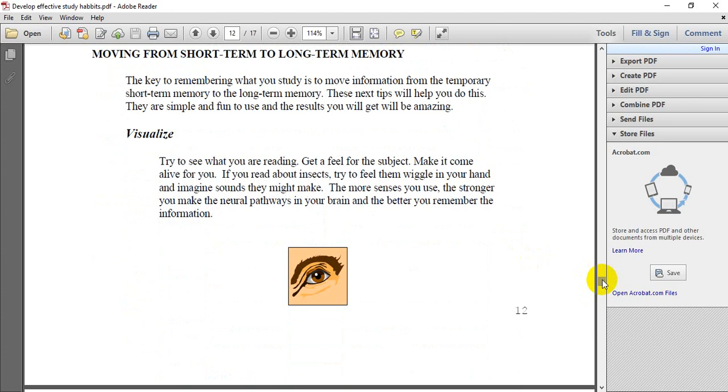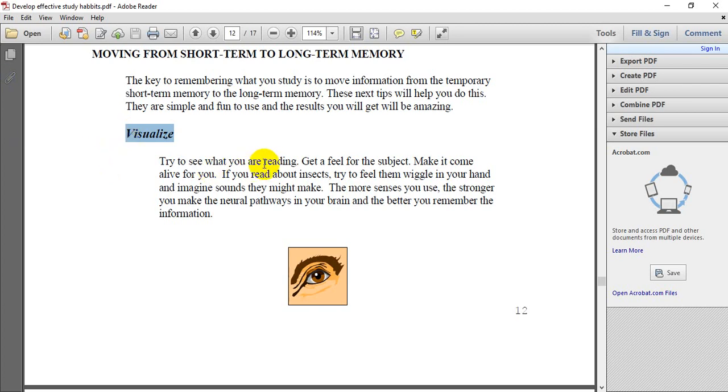Moving from short-term to long-term memory. The key to remembering what you study is to move information from the temporary short-term memory to the long-term memory. Visualize. What do you mean by visualize? This means you like to see something and learn it. For example, if you learn how to change a tire on a car, you would prefer to see it being done rather than just to be told about it or follow a set of instructions.